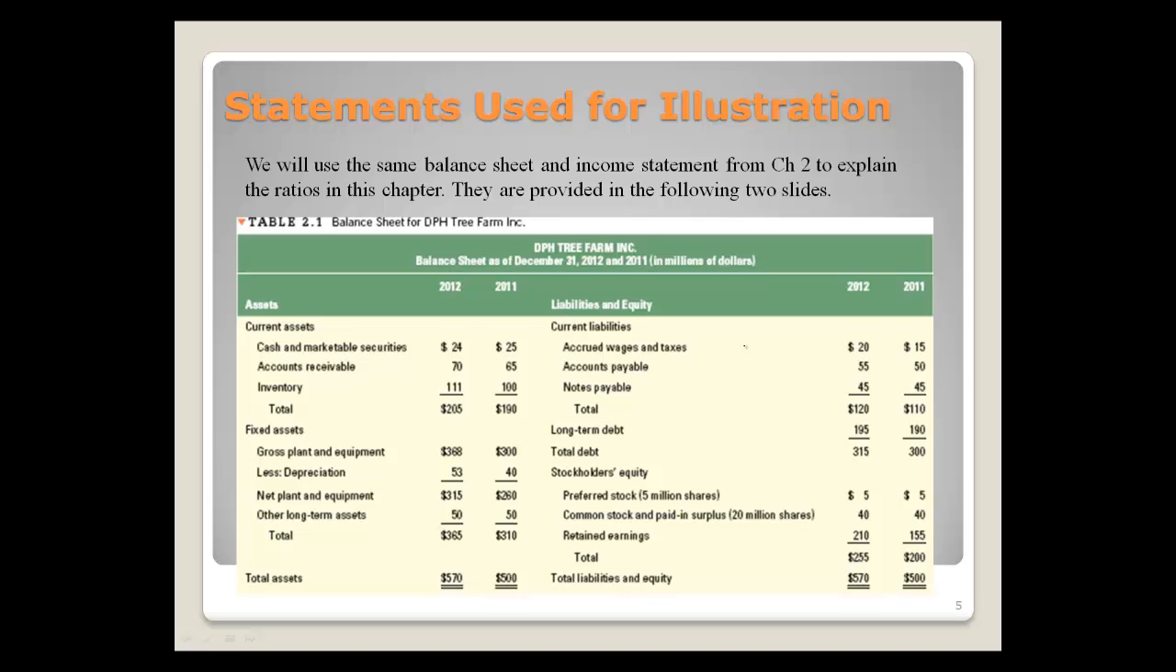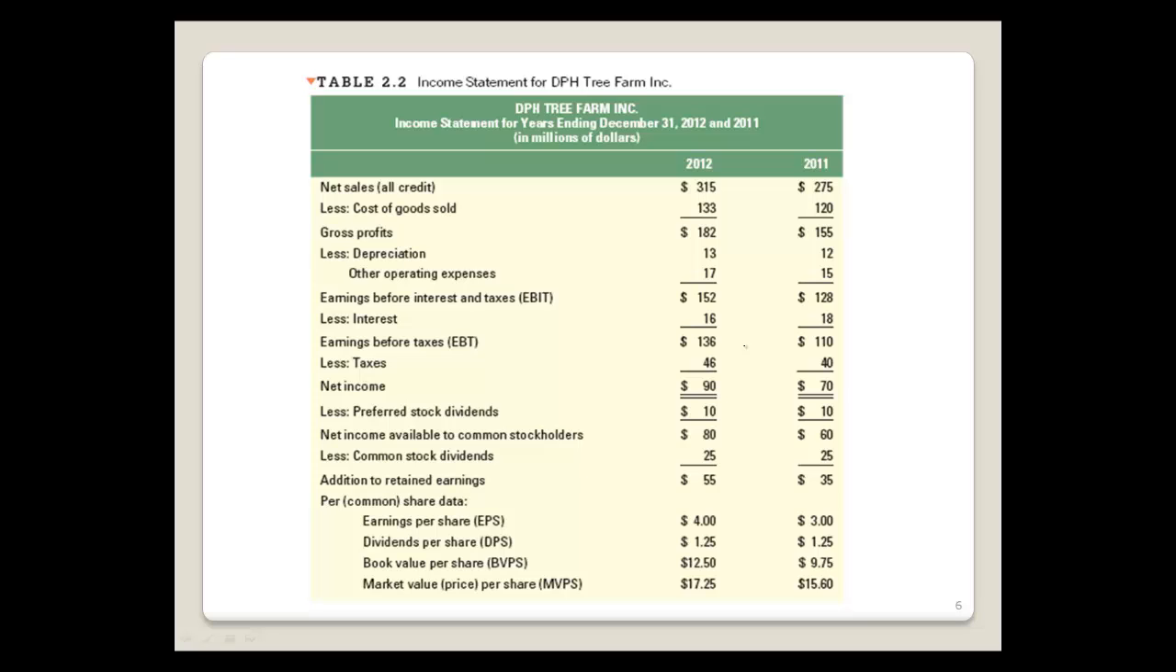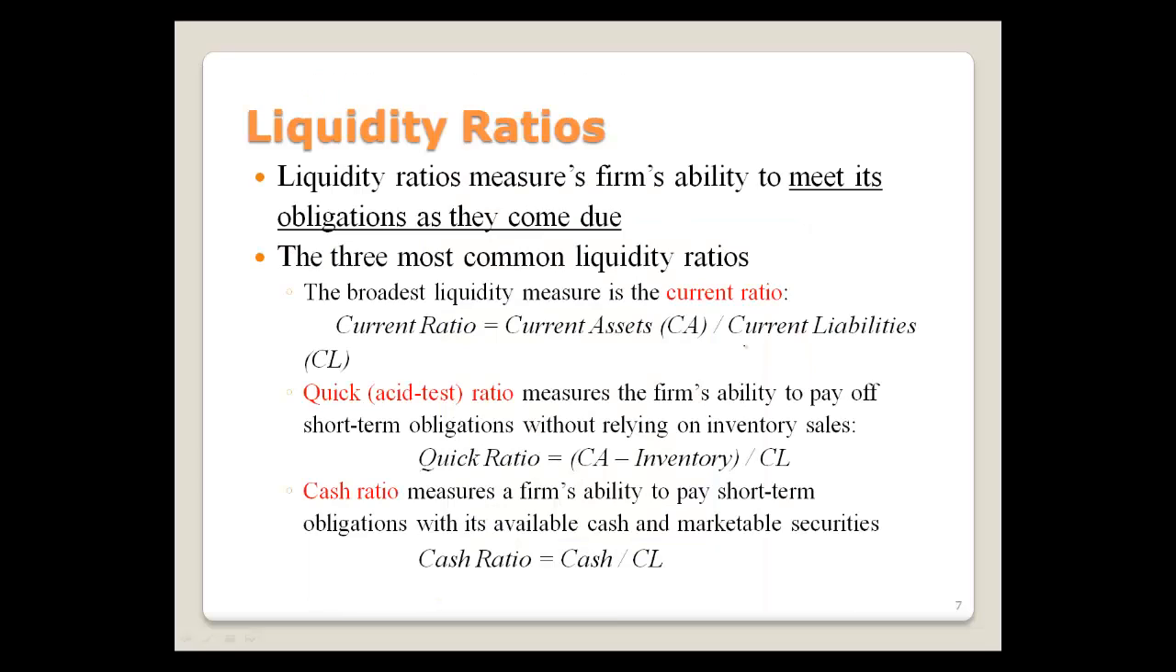So to study the ratios, we are using the information, the financial statements from chapter 2. So this is the balance sheet, and then we have the income statement. So we're gonna basically use the information in the balance sheet and income statement for our ratio analysis. First, we're going to study the liquidity ratios. So according to the name, liquidity ratios, of course, study a company's liquidity.